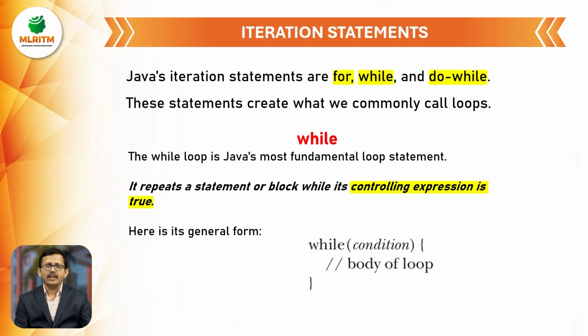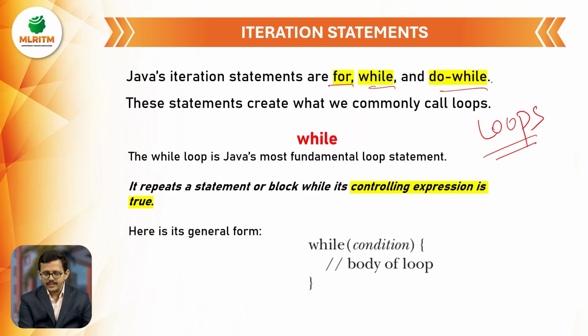The next one, we have the iteration statements, or we call them as loops. It's a simple term which we'll be using more, that is loops, for loop. Okay, we will see here while loop, for loop and do while loop are the different loop statements or iteration statements in Java. Java's iteration statements are for, while and do while. These statements can create what we commonly called as loops. So let us see one by one.